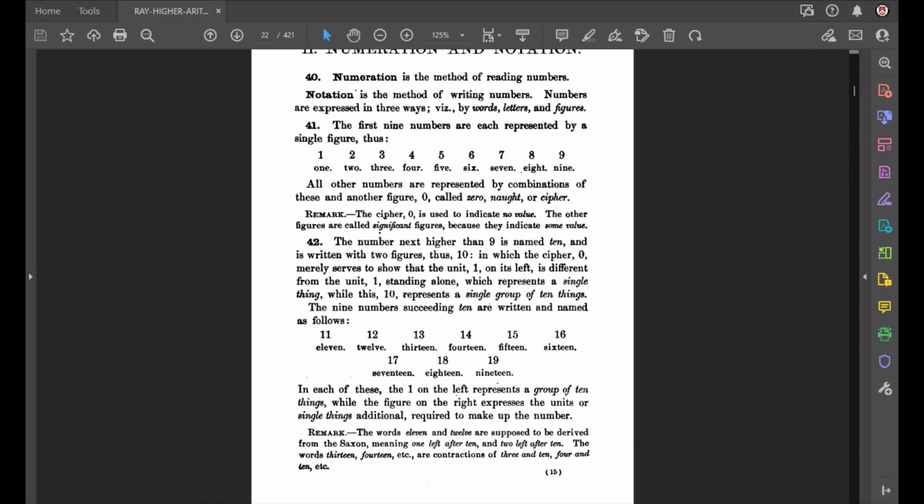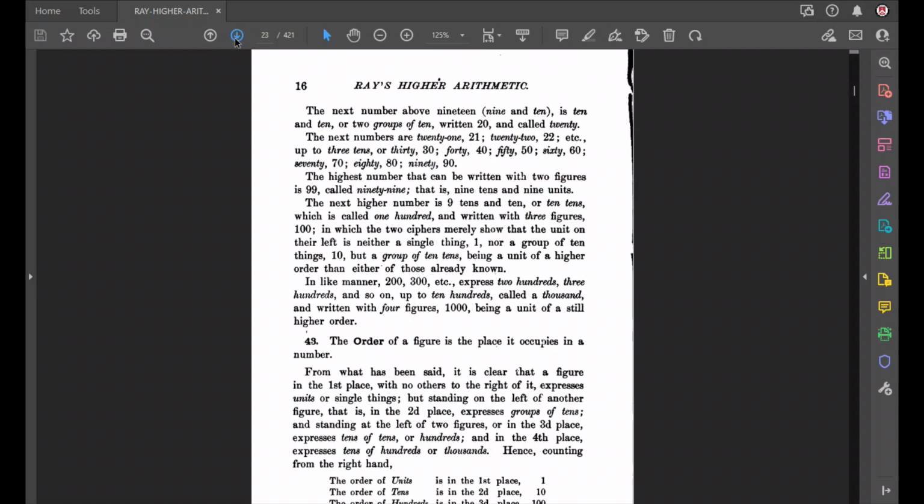So looking at the bottom now of Article 42, we read, in each of these numbers, 11 through 19, the figure on the left represents a group of 10, while the figure on the right expresses the units or single things that are added to the tens to make up the number. That's Article 42. How to compose the numbers 11 through 20.